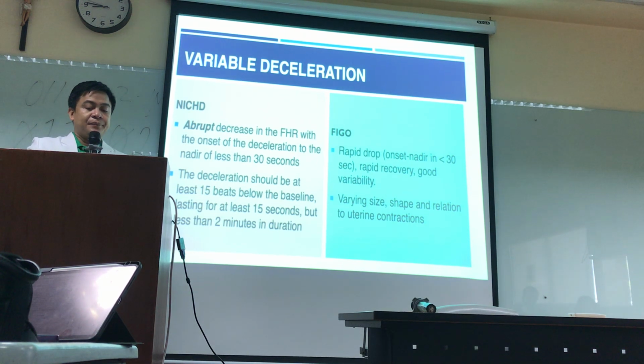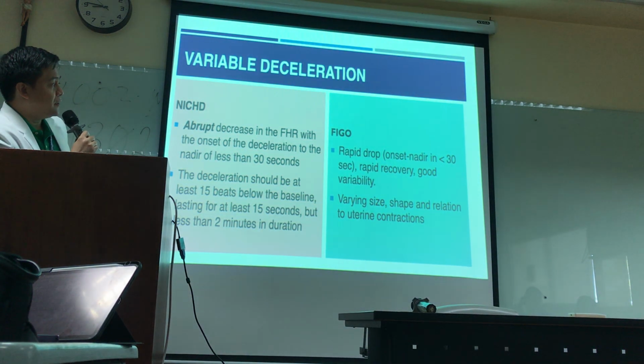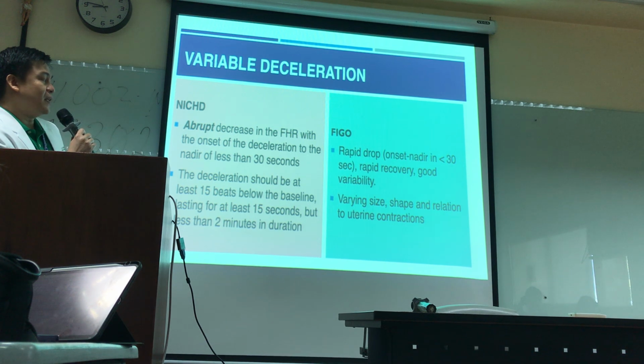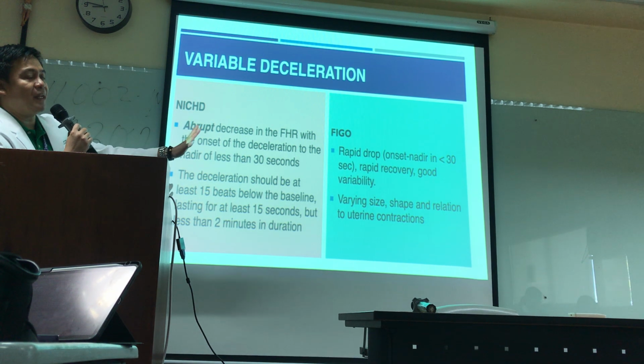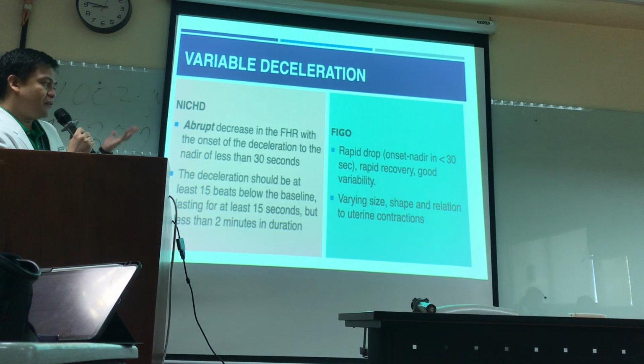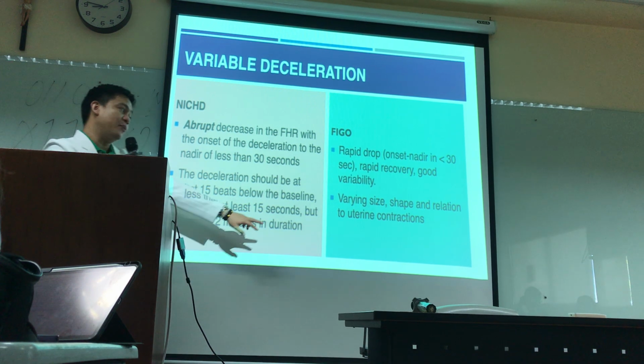Okay? So for FIGO, no, it's defined as a rapid drop, rapid recovery, and good variability. So tingnan mo, no, si FIGO lagi niya sinasabi na there should always be good variability, okay, for your deceleration. So it's usually varying in size, shape, and relation to uterine contractions. So ito yung keyword, no?